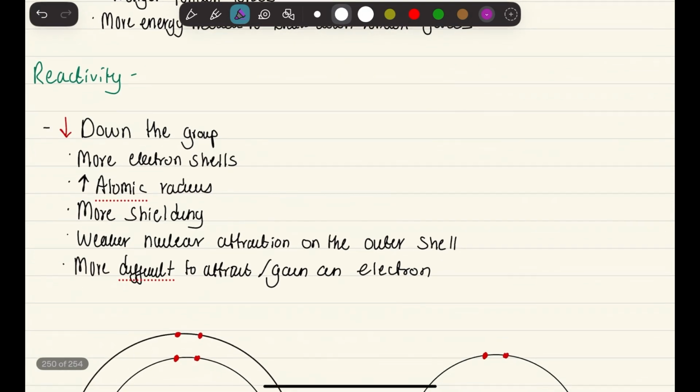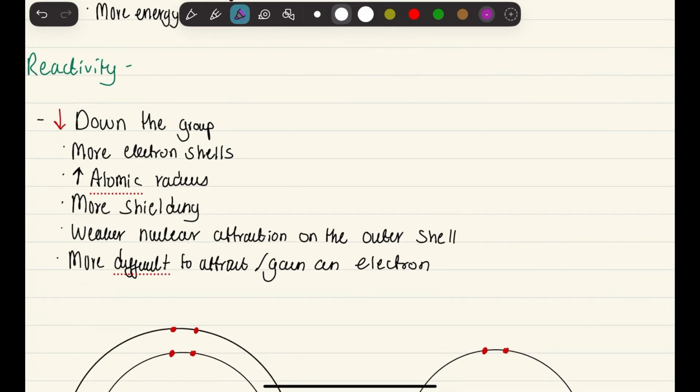Reactivity, again, it's a trend that we have talked about before. As you go down the group, there's going to be more shells. We increase the atomic radius, so there's more shielding. Those are 3 very important points. If I'm an examiner and I see more shells, they know the atomic radius is increasing, they know there's more shielding. Yeah, that tells me that you know what you're talking about.